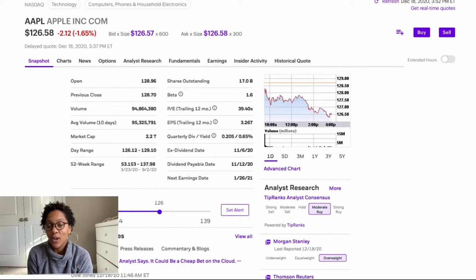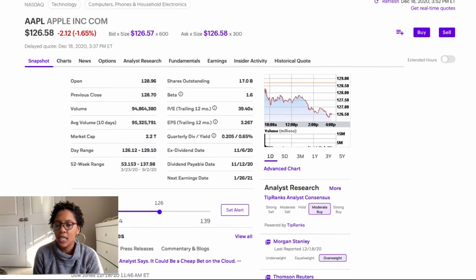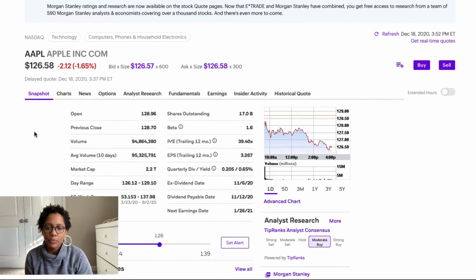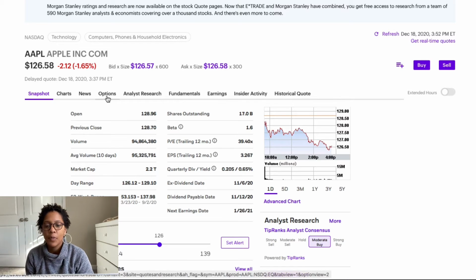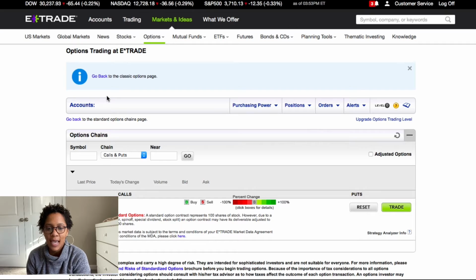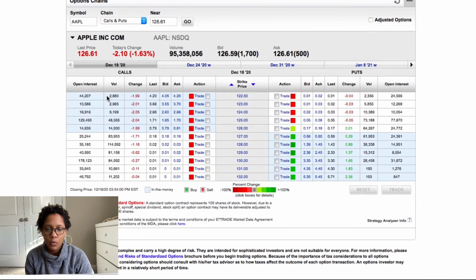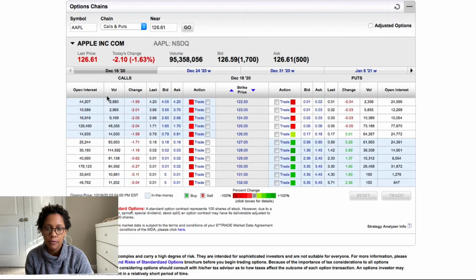So I am in my E-Trade account right now and I have the Apple information pulled up. This is just AAPL for Apple.com, Apple, the company. And right now, Apple is trading for $126.58. And here's just some information about Apple and their dividend and what the stock has done for today and for the last 52 weeks. So I'm going to click on the options tab.